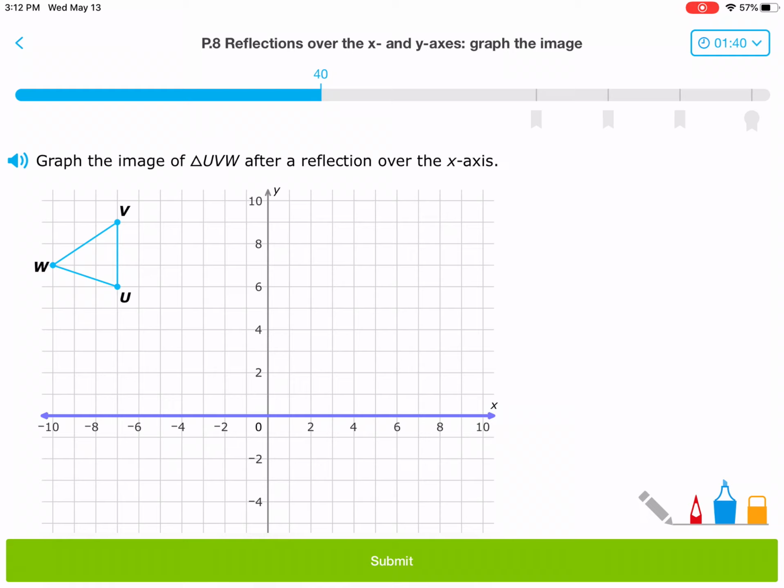Graph the image after it's reflected across the x-axis. So the best way to do these is to count. So how many away is U? It's 7 over, so it's going to be 7 over on the other side. V is also 7, and it's 3 higher. Okay, and then W is going to be the furthest. It's way out here at -10.